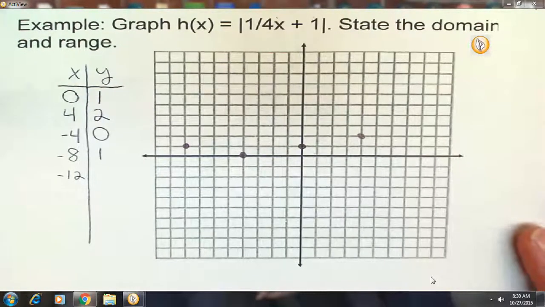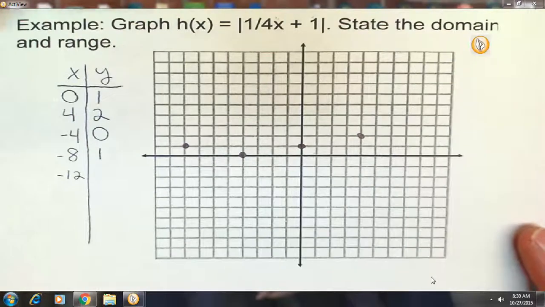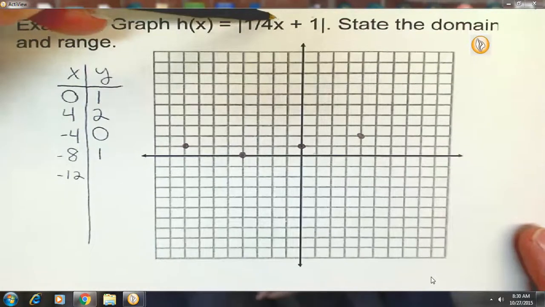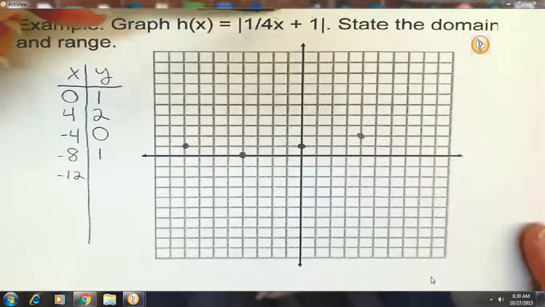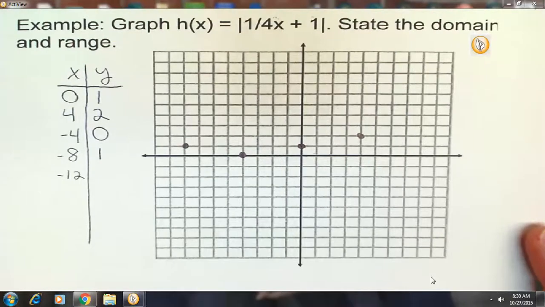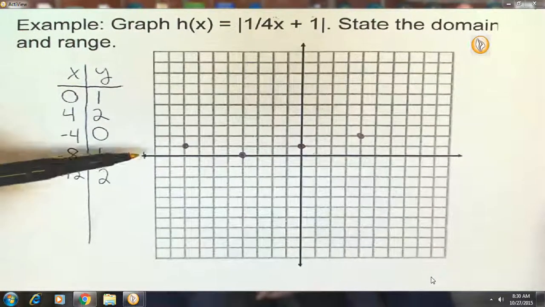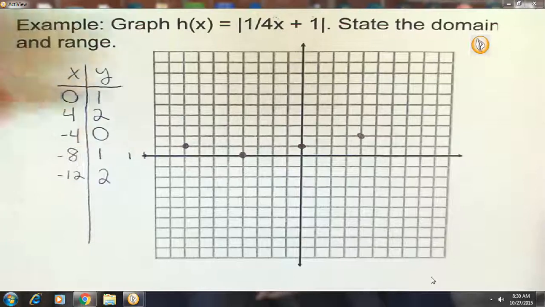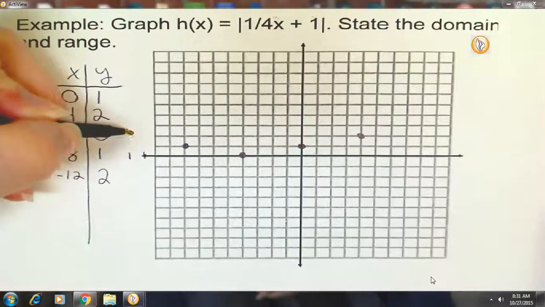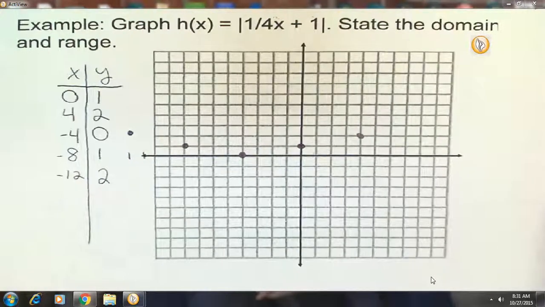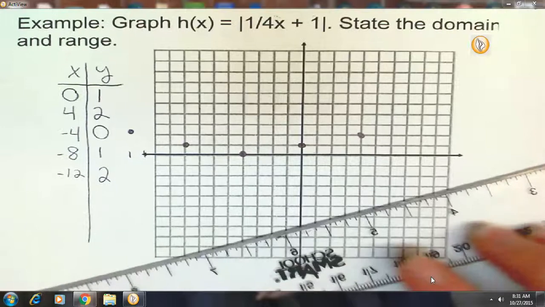Put -12 in. 1/4 times -12 is -3. -3 plus 1 is -2. And the absolute value of -2 is 2. Remember, -12 isn't on our graph, like in the last example, but I'm going to just extend my x-axis here and plot that point. I think we've got a pretty good graph.